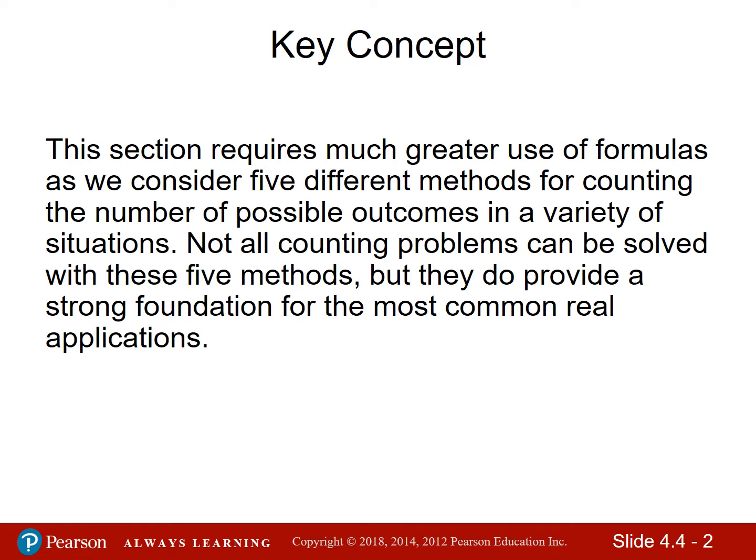So again, we require formulas. There are 5 different methods of counting the number of possible outcomes in a variety of situations. Not all counting problems can be solved with these 5 methods, but they do provide a strong foundation for the most common real applications, right?